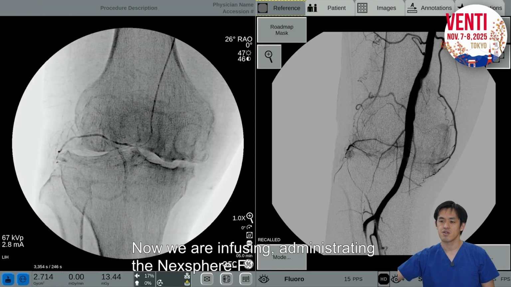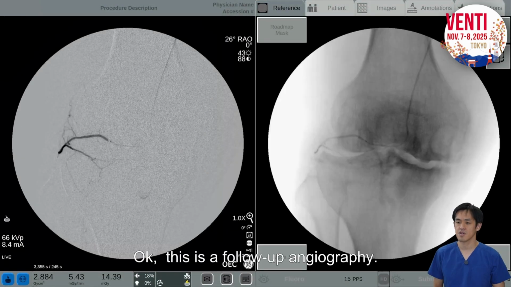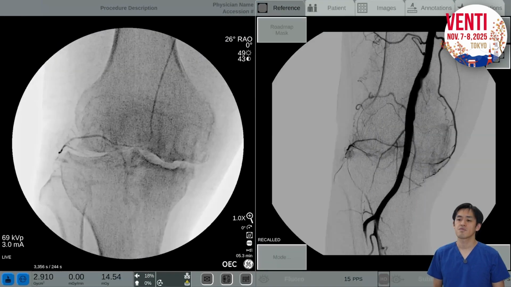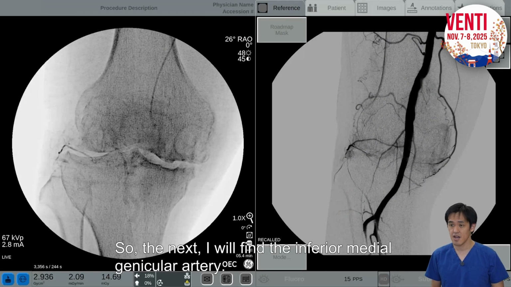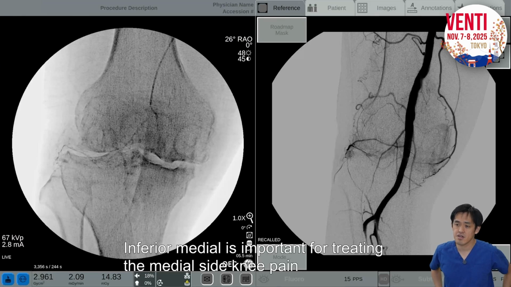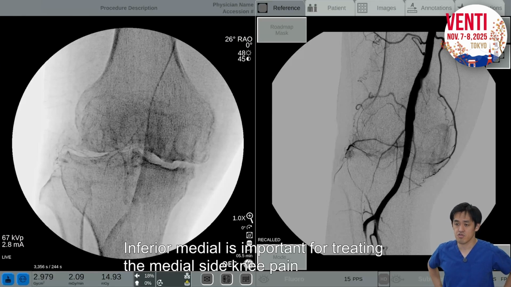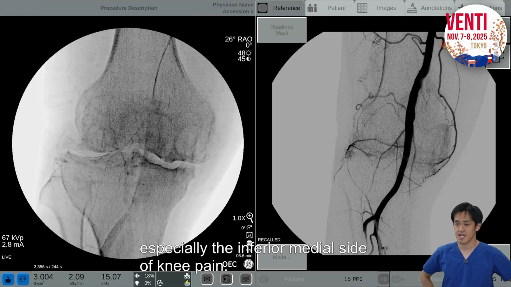Now we are infusing, administering the Nexphere-F. Okay, this is a follow-up angiography. We can confirm the reduction of blush. Next, I will find the inferior medial genicular artery. The inferior medial is important for treating medial knee pain, especially pain on the inferior medial side of the knee.